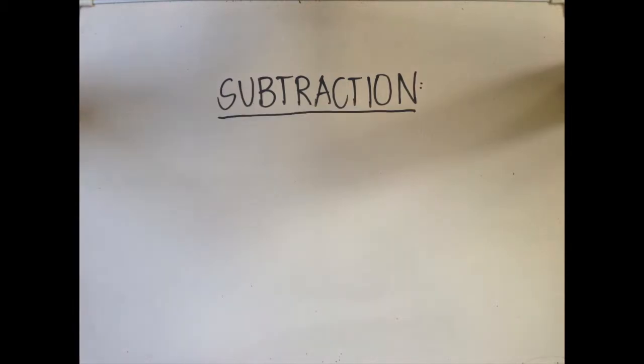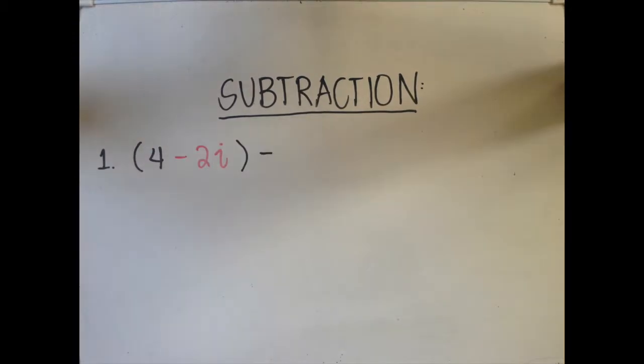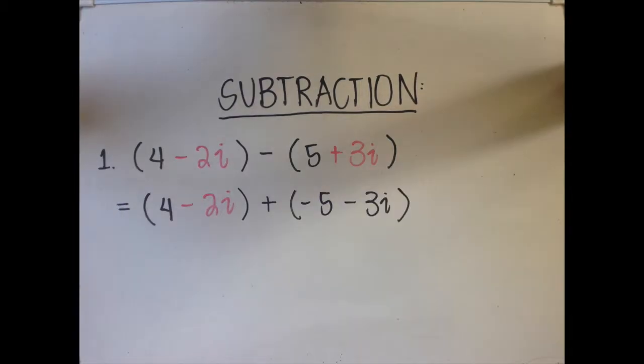In subtracting, we just have to distribute the minus sign to the second complex number, then change the problem into an addition problem. In this example, quantity 4 minus 2i minus quantity 5 plus 3i is equal to 4 minus 2i plus quantity negative 5 minus 3i. The answer will be negative 1 minus 5i.